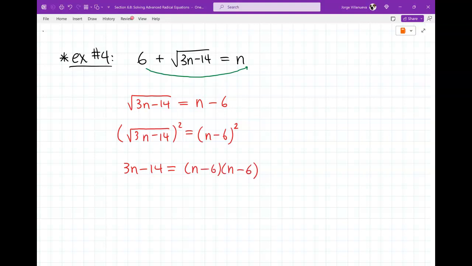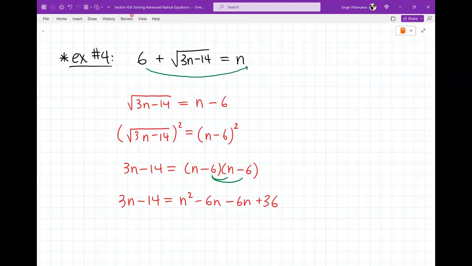I'm going to expand that on the right side, then eventually combine everything together. So 3n minus 14. Let's do the top parts first. Okay, n times n and negative 6 times n. So that's going to be n squared minus 6n. And then I'm going to do the bottom two arrows here. So for the negative 6 times n and negative 6 times negative 6. So that's going to be negative 6n plus 36.